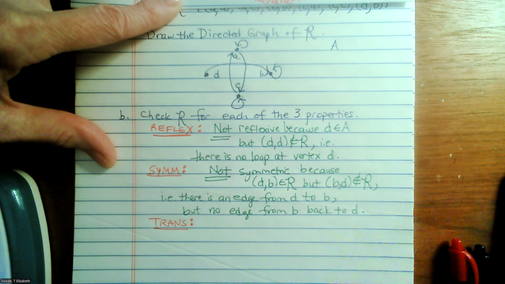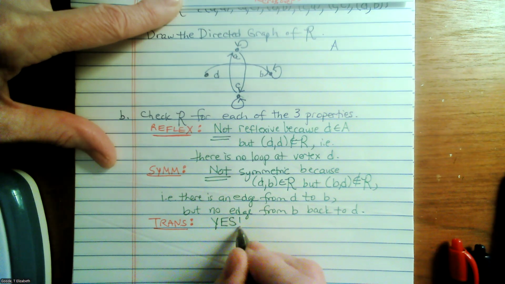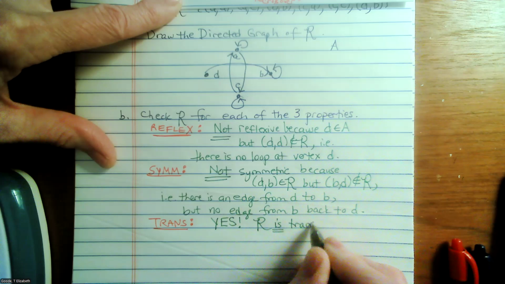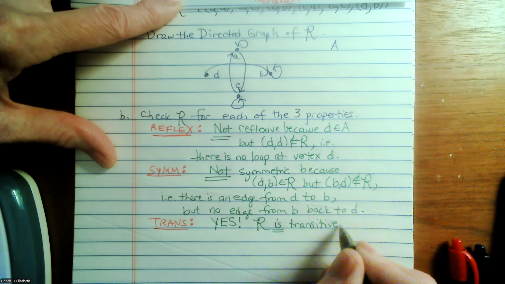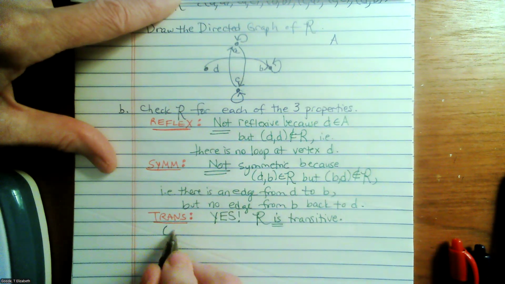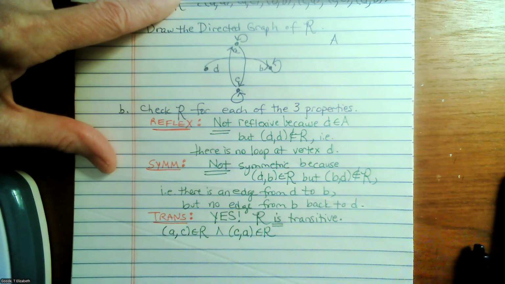So it turns out that yes, curly R is transitive. And how do we justify it? Well, we have A comma C is in curly R and C back to A is in curly R. So we're checking to cross over on the C.